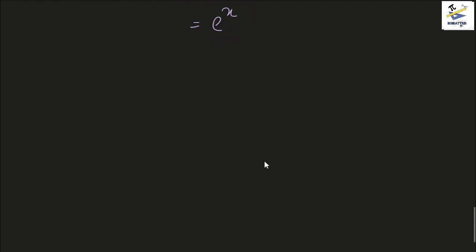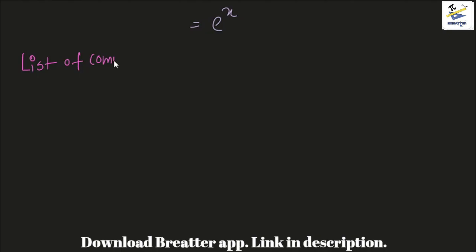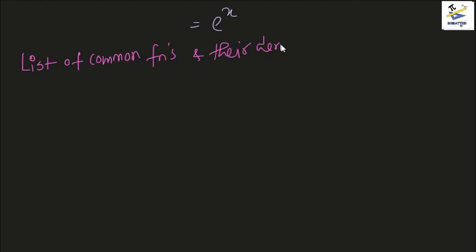Now once we are clear with the basic definitions of how to find derivatives, I can give you a list of basic functions and their derivatives. So let me write it down. List of common functions and their derivatives. So now I'm going to write down all the functions and their derivatives, and from the next video onwards we would be trying to apply them and learn more about the chain rule. Okay, so the more we learn about the chain rule, the better.